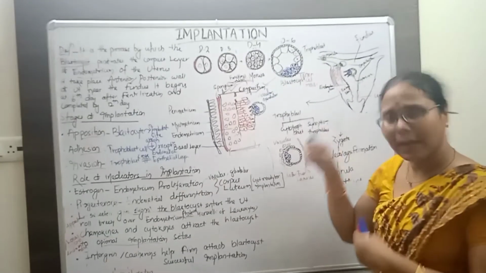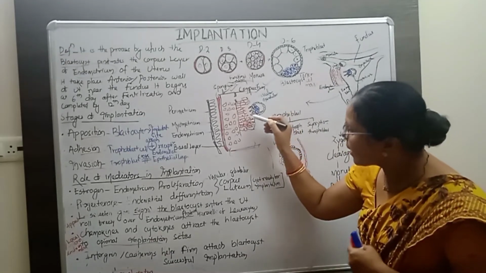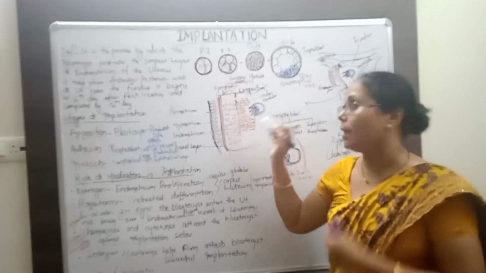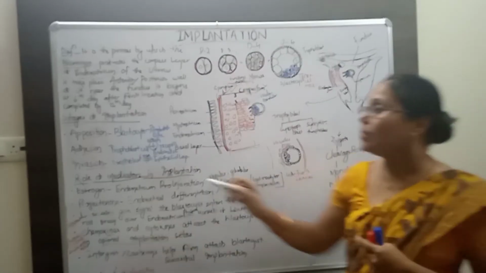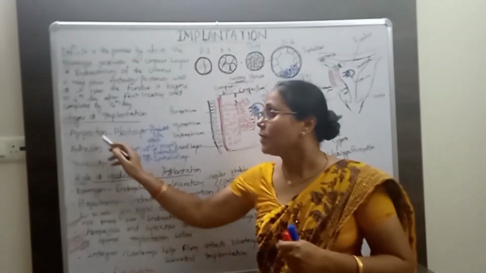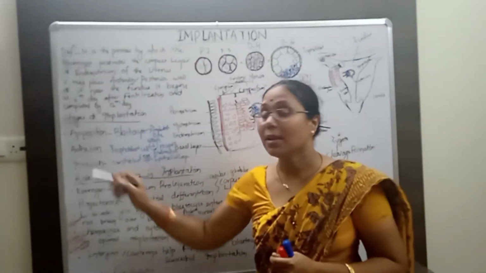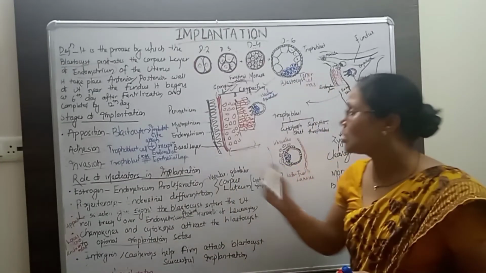But here implantation is still going on. So now the blastocyst comes in contact with the endometrial layer. When it comes in contact with the endometrial layer, there are 3 stages to carry out the implantation process. First one is apposition, second one is adhesion, and third one is invasion. So in apposition, what happens?